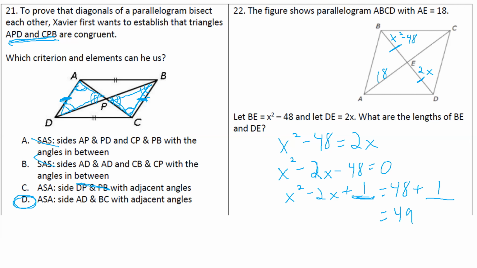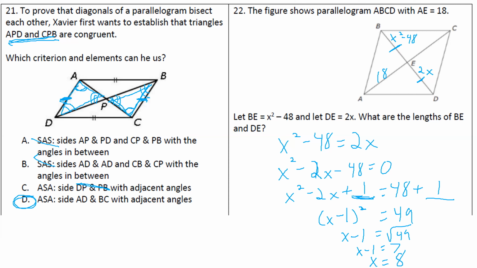This side, we can change into a binomial that's squared. So you take the first term, you square root it. Take the last term, you square root it. You take the sign from the middle. We end up with x minus 1 squared equals 49. Then we're going to take the square root of both sides. So we're going to get rid of that square by square rooting. So the square root of 49 is 7. So x must be 8.